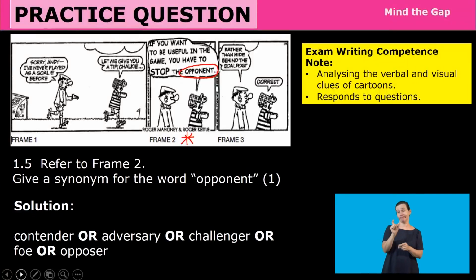So let's look at the options they've given in the responses. It says it's a contender, all right, so the person playing against you, or an adversary, all right, who's adverse to what you are doing, or a challenger, all right, it's challenging your team or your skill, and then a foe or an opposer. So remember, it's very easy if you try to find the meaning derived from the cartoon and what you have in front of you.